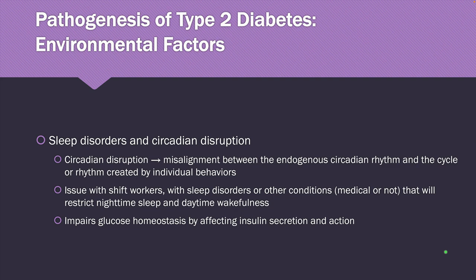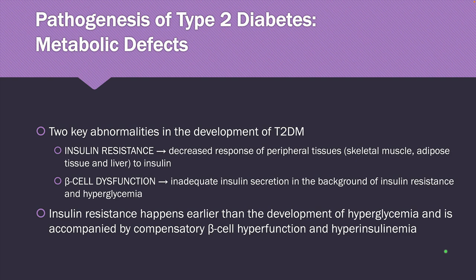Metabolic defects: there are two key abnormalities in the development of type 2 DM. One is insulin resistance and the other is beta cell dysfunction. In insulin resistance, you have decreased response of your peripheral tissues to insulin. So, remember na insulin primarily acts on your peripheral tissues such as your muscles. So, pag konti ang response ng peripheral tissues mo sa insulin, then you have a hyperglycemic state. Hindi pumapasok kasi ang glucose mo to the cells.